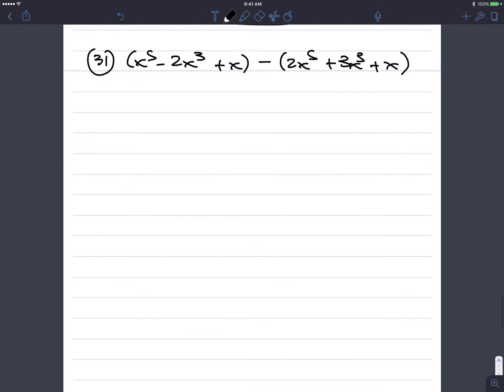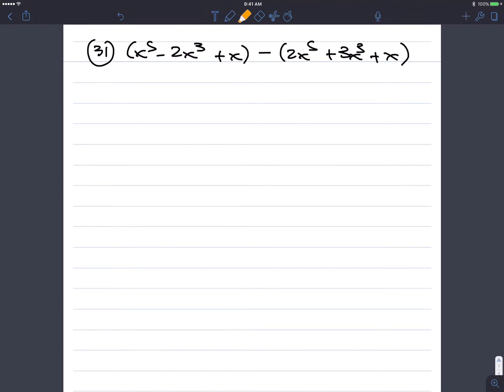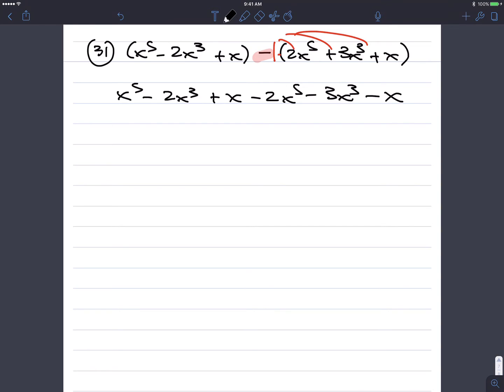See what happens with 31. 31, x to the fifth minus 2x cubed plus x, minus 2x to the fifth plus 3x cubed plus an x. Because we have subtraction, we have to change every sign. That's really a negative 1 times every one of these things, but you can think of it as just writing the signs as opposites. The first set of parentheses just drops away. Minus 2x to the fifth minus 3x cubed minus x.